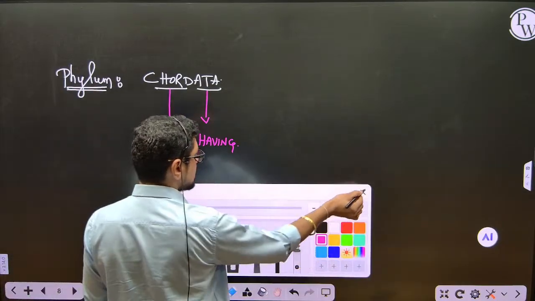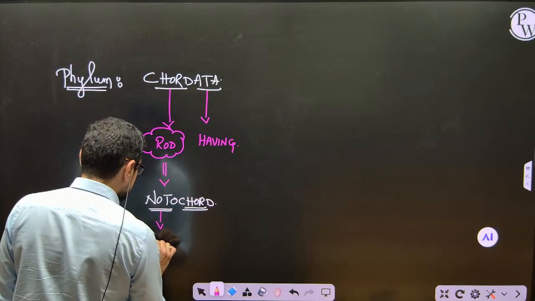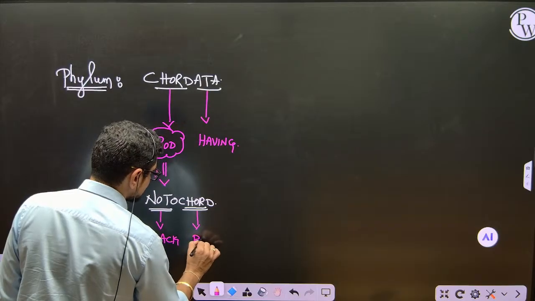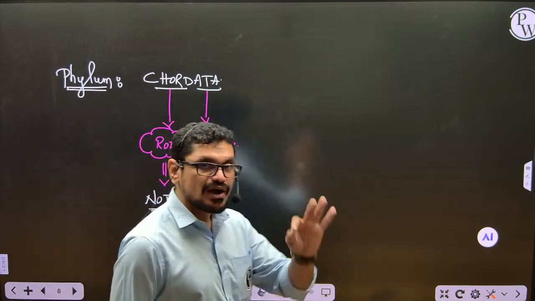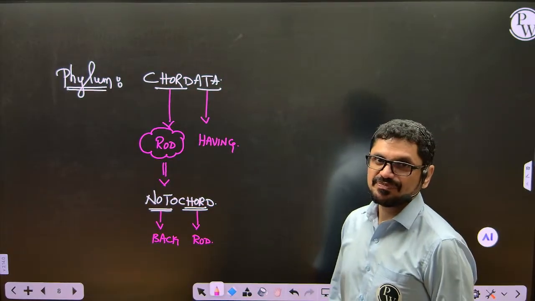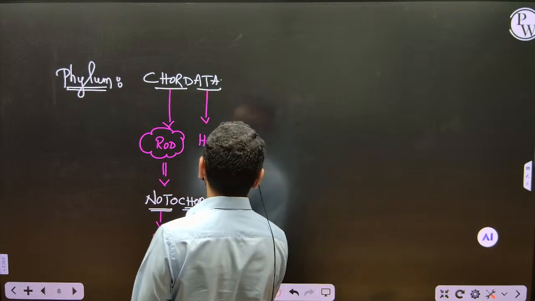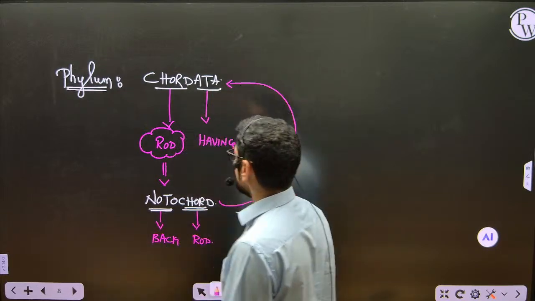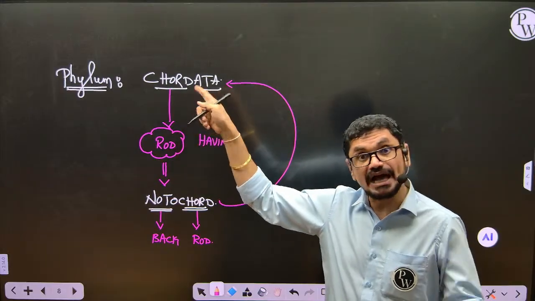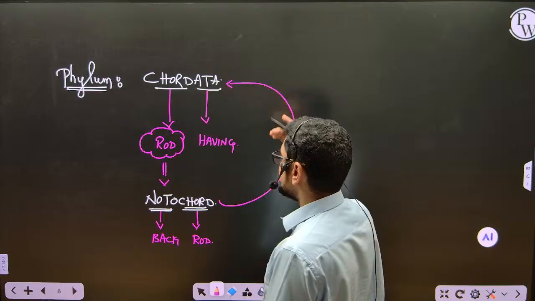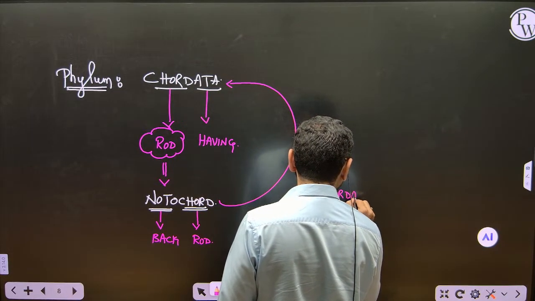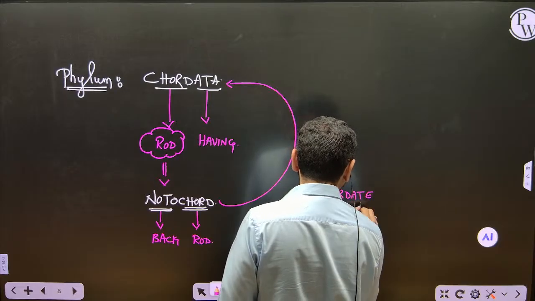Once again, what is the meaning of notochord? Notum means back, chord means rod. So there is a rod-like structure present over the back of an animal, that is called notochord. If notochord is present, you have to call that animal a chordate. Chordata, the group chordate. C-H-O-R-D-A-T-E, chordate.